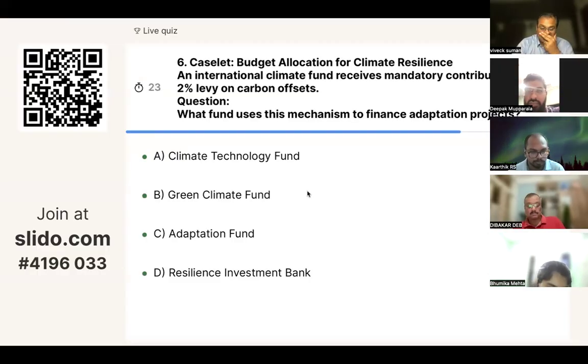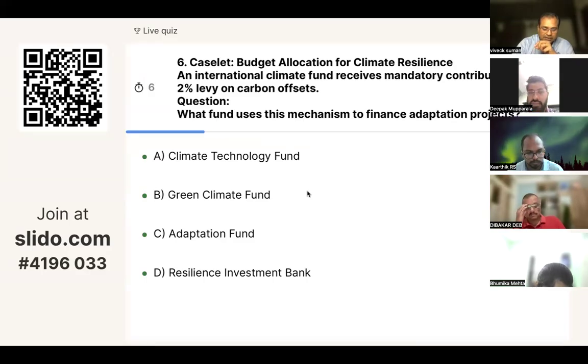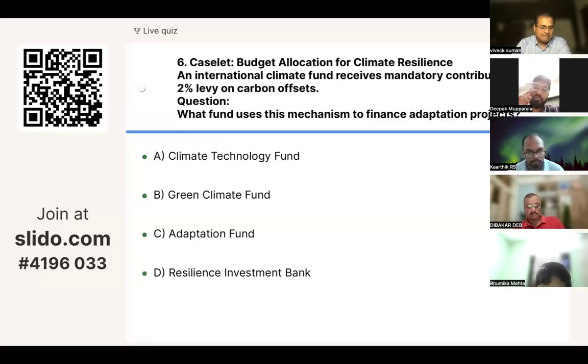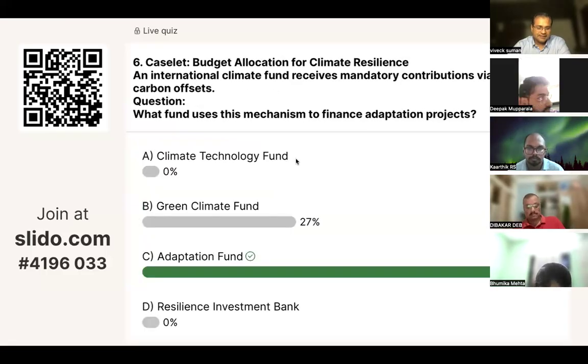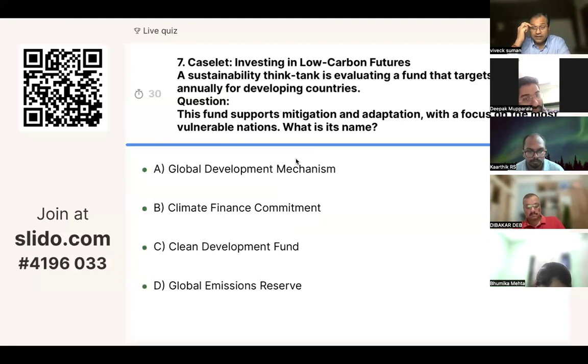Next question. Budget allocation for climate resilience. An international climate fund receives a mandatory contribution via a 2% levy on carbon offset. I have covered that. What fund uses this mechanism to finance adaptation projects? Very good. Most of you are correct. Adaptation Fund. Adaptation Fund uses 2% levy on carbon credit. Next one.